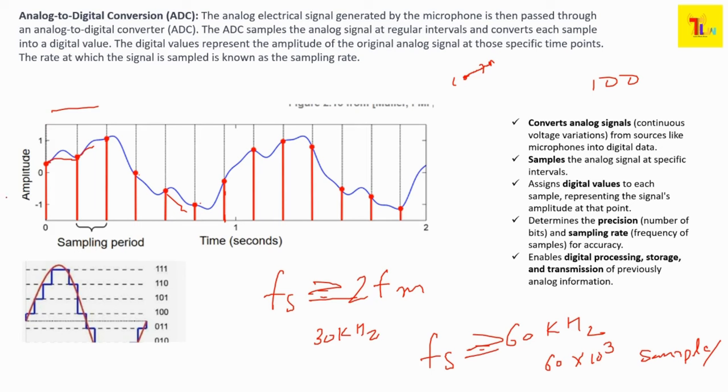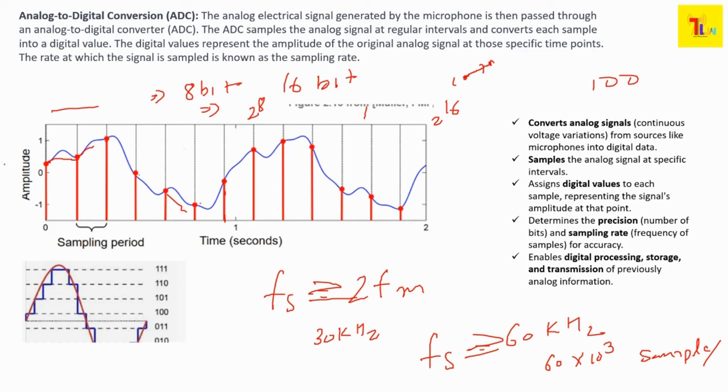After sampling, we have to do quantization. Quantization means assigning a level, something like this, to each sample. In binary, in voice communication, generally we follow 8 bit or 16 bit. 8 bit can have 2 to power 8 levels, and 16 bit can have 2 to power 16 levels. Generally 8 bit conversion is used.